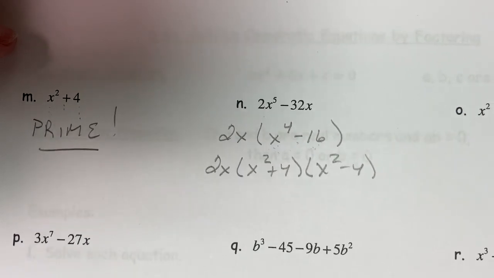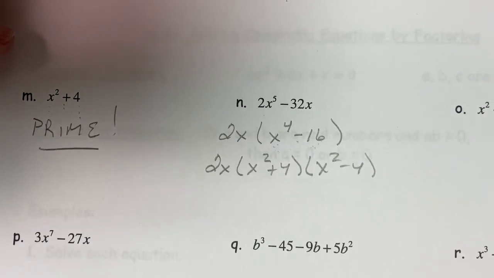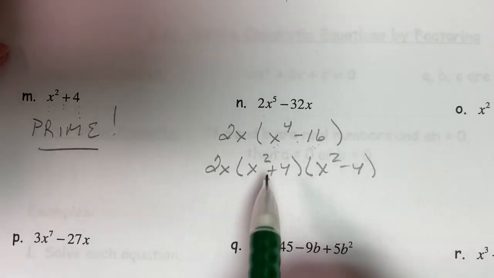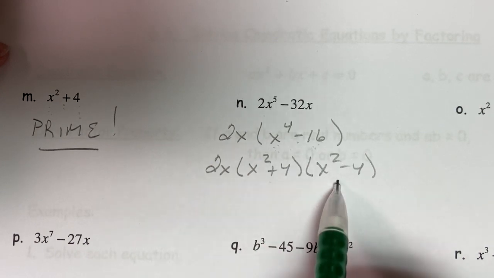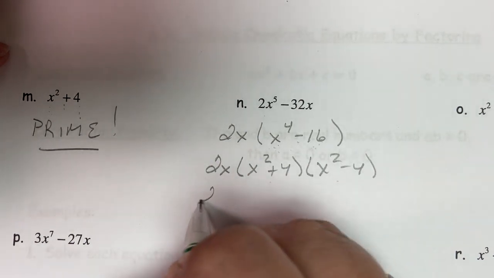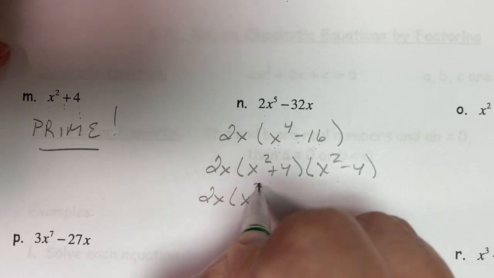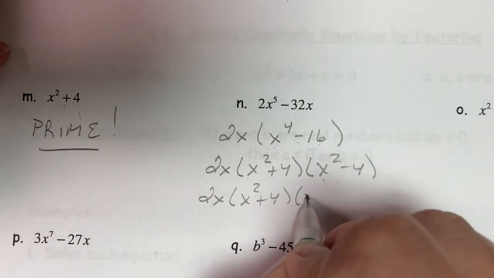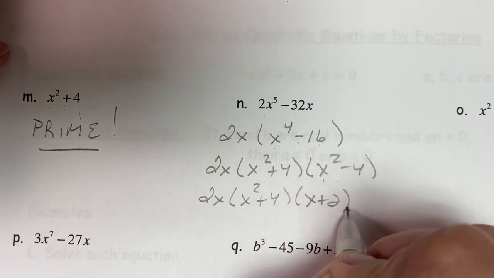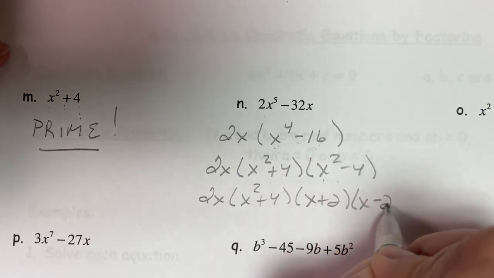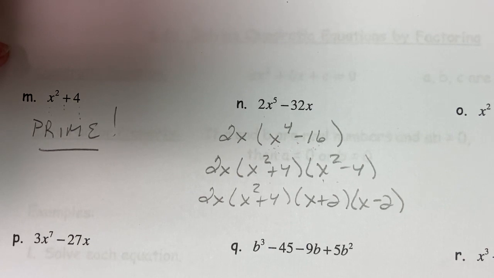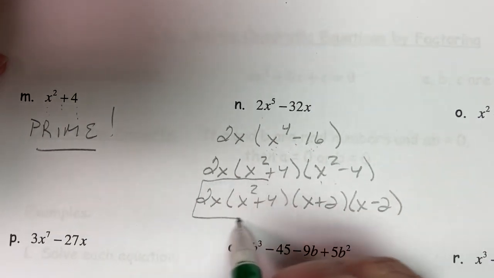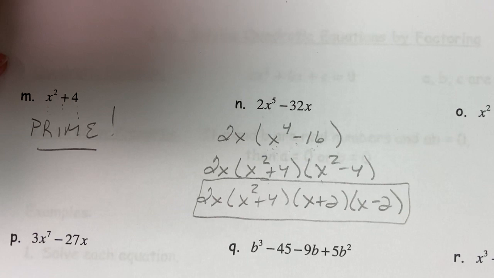Oh, but wait, you're not done. One of those factors further. Which one is it? Well, it's not this one. It is this one. This is also a difference of 2 squares. So how do I factor this? It is the square root plus the square root times the square root minus the square root. That took 3 steps to factor it. That was huge.